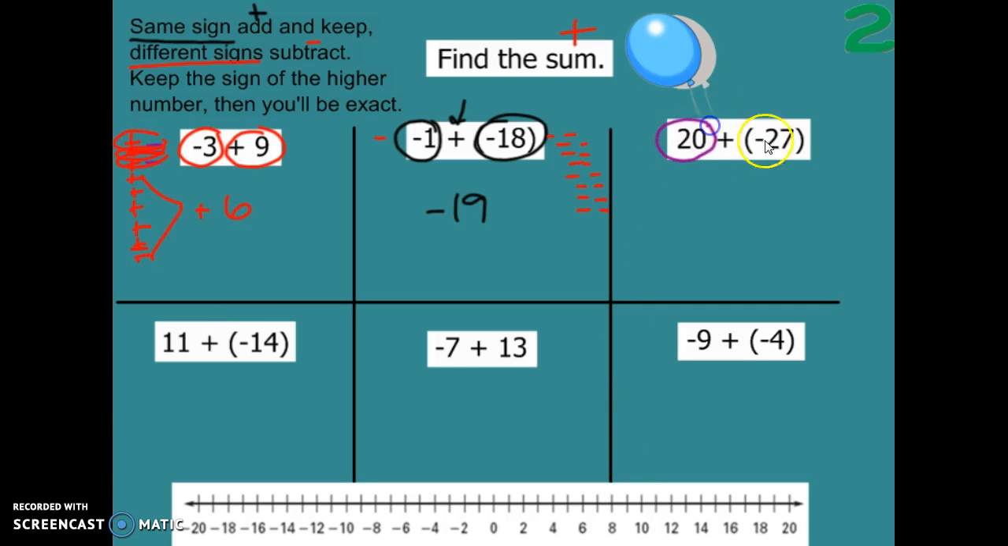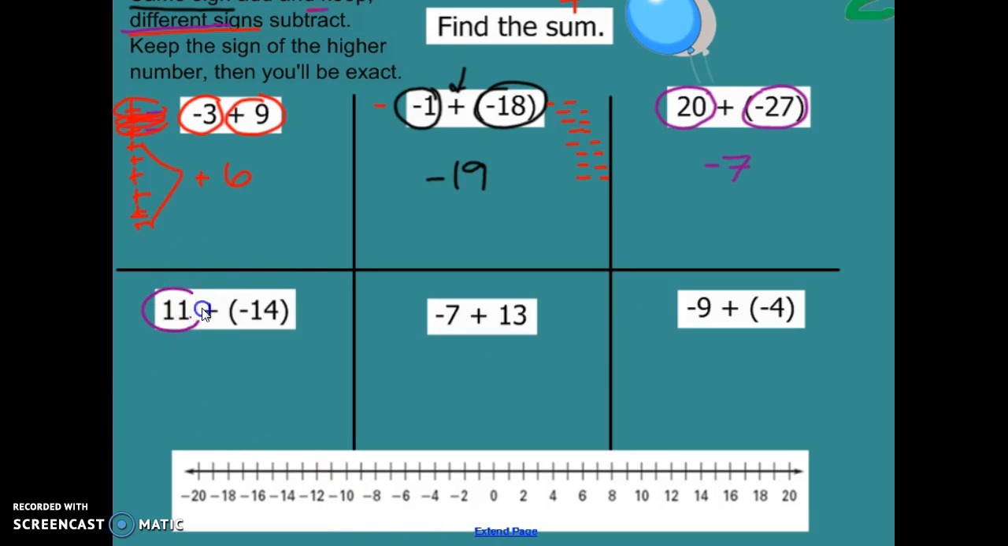This one we have positive and negative. They're different signs, so we're going to subtract. Biggest number minus the smallest, 27 minus 20 is 7. And then keep the sign of the higher number. There's more negatives than there are positives, so our answer is a negative 7.